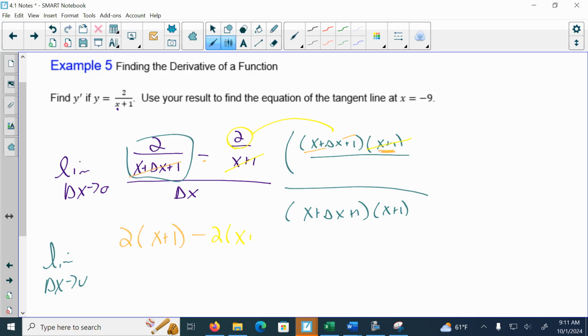Oh, that's a really bad color choice. I am so sorry. I'll switch.